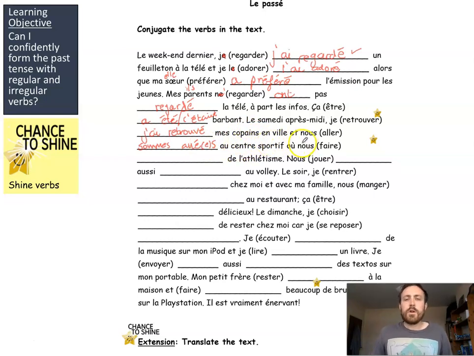Au centre sportif, où nous, faire is going to take avoir, so nous avons, but it is an irregular past participle. It's nous avons fait de l'athlétisme. Jouer, again, takes avoir, é accent, nous avons joué, so we have played. We've got aussi here, so nous avons aussi joué. When you've got a word like this, it's going to go in between the avoir and jouer. Nous avons aussi joué au volley, we also played volleyball.